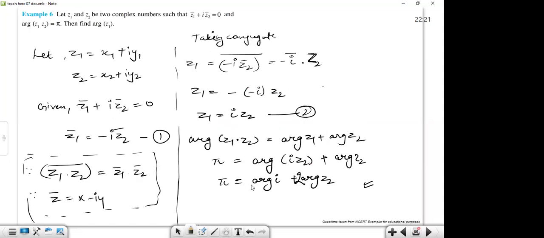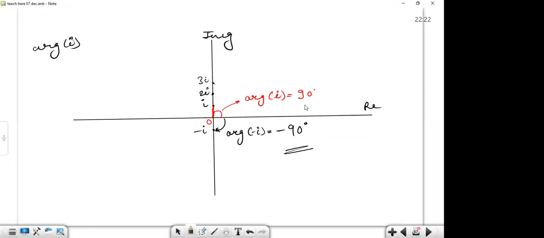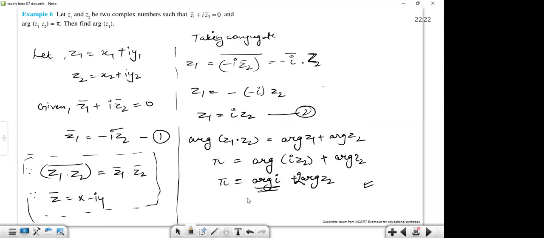So let's go back to the question. This was 90 degrees, right? So 90 degrees becomes pi by 2. Now when we write pi, it means 180 degrees. Pi in radians is equal to 180 degrees. Whenever we write pi, it is in radians because we are not applying a degree sign there. 2 into argument of z2. Yes, everything is right.